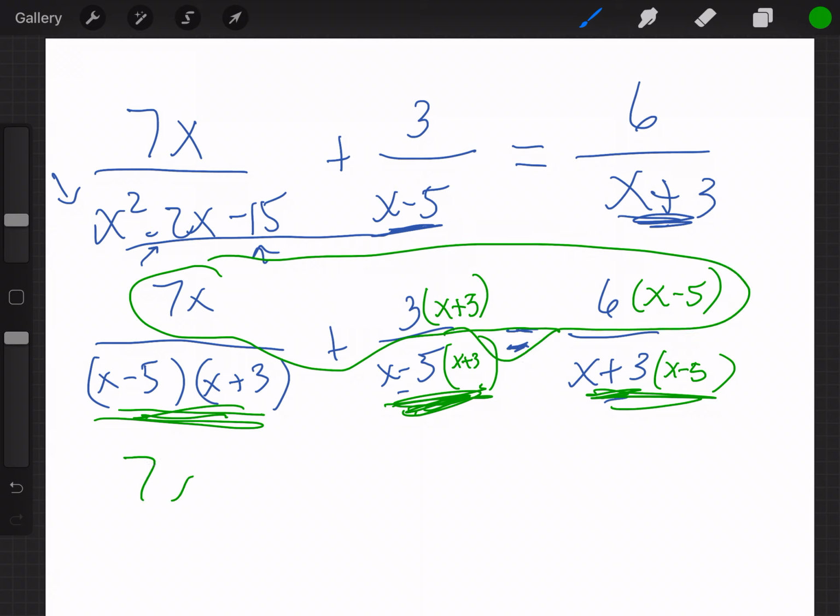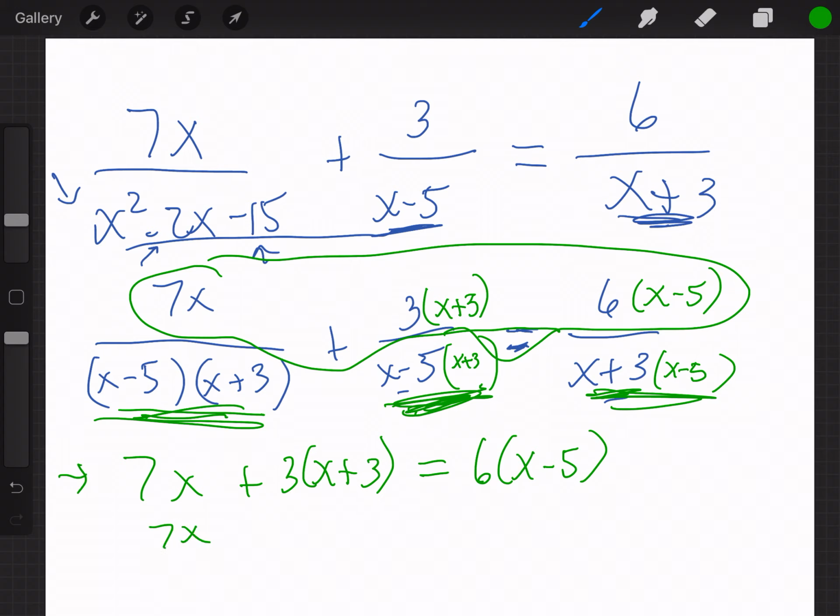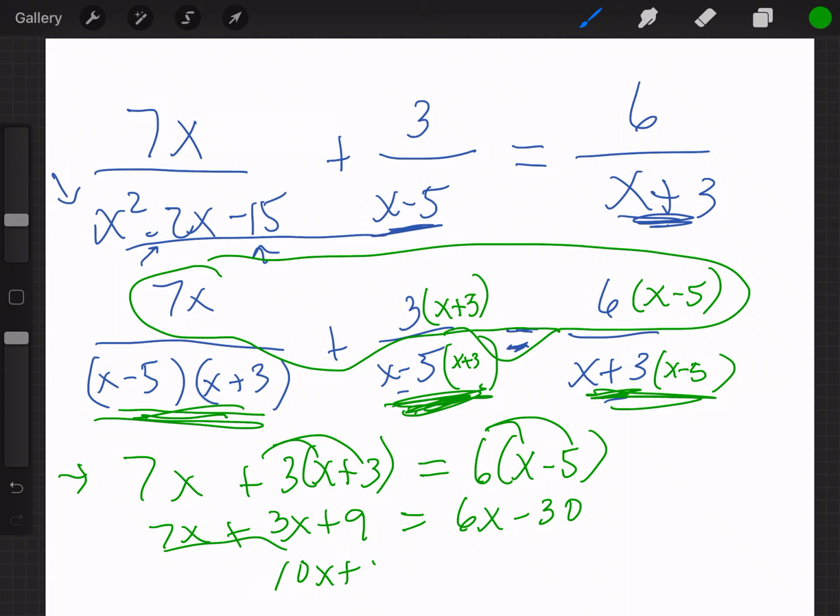So I've got 7x plus, and I'm going to write it all down just like it is, even though I know some of you do some shortcuts, but that's basically all my numerators. So I need a lot of cleaning up. This is going to be 7x. This is going to distribute to 3x plus 9 equals distribute. It's going to give me 6x minus 30. Clean up the left-hand side. That's going to become 10x plus 9 equals 6x minus 30.